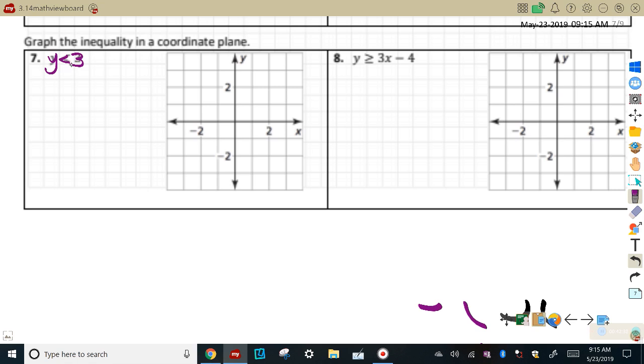Right here, I'm going to leave it open. Would this be an open circle or a closed circle? Open. Correct. Now I need to make either a dashed or a solid line. Just like this was an open circle, I want to use a dashed line instead of a solid line.